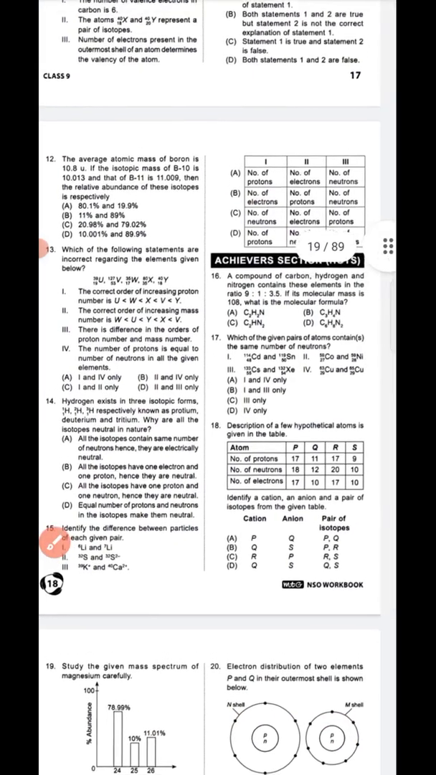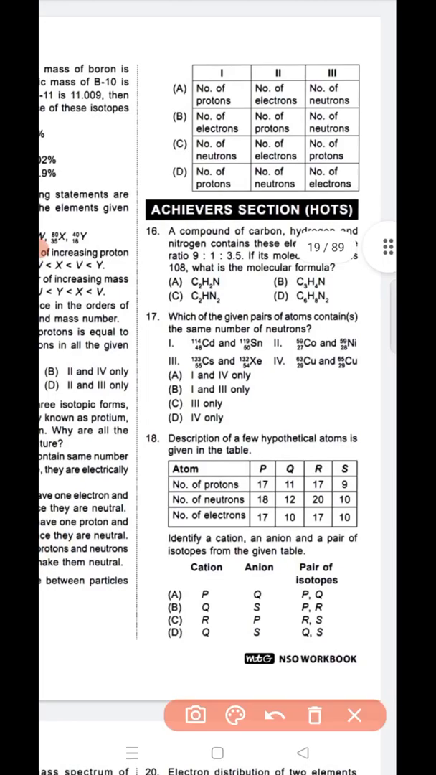Next, question number 16. A compound of carbon, hydrogen and nitrogen contains these elements in the ratio 9:1:3.5. If its molecular mass is 108, what is the molecular formula? So for question number 16, option D is the correct answer, C6H8N2. Okay.